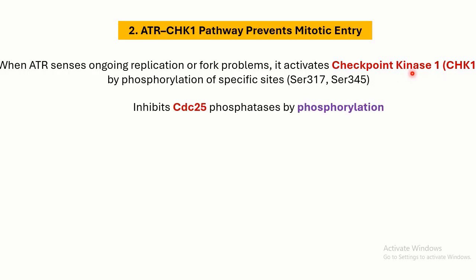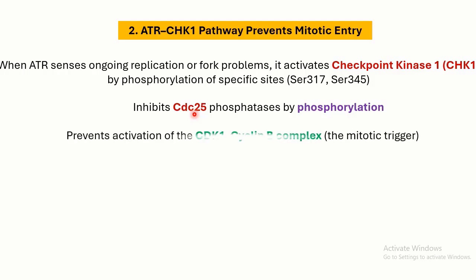Now, when checkpoint kinase 1 gets activated, because this is a kinase, that would mean it is going to act on its substrate by adding a phosphate group to it. The substrate for checkpoint kinase 1 is a phosphatase, which is known as CDC25. When checkpoint kinase 1 phosphorylates CDC25, it is going to make the CDC25 inactive. It inhibits the activity of CDC25. Now, CDC25 is very important if you want to move into the M phase of the cell cycle. And once it is inhibited, that would mean you are not able to move into the M phase of the cell cycle.